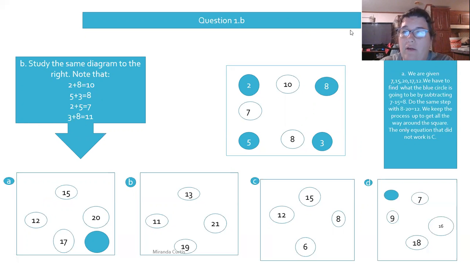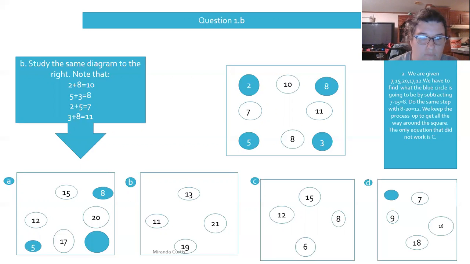This right here is our little help reminder box. It's going to help us solve our problem. We are given, I already have it up here. We are given 7, 15, 20, 17, and 12 in our bubble down here. This all popped up because it was supposed to go with that one, but it works.